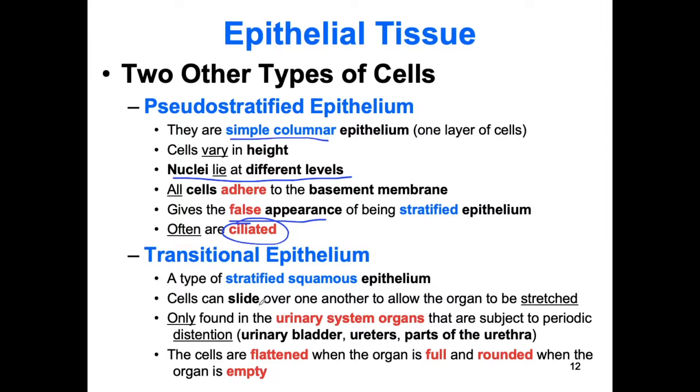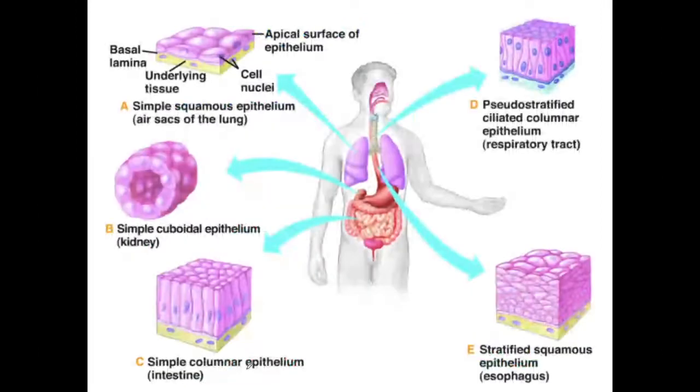Transitional, remember we said these are many different shapes. We think of the urinary system, whether it be the urinary bladder, the ureters, and even the urethra. The cells can be flat when the organ is full, or they could be rounded when the organ is empty. So transitional epithelium, we typically see that in the urinary system.